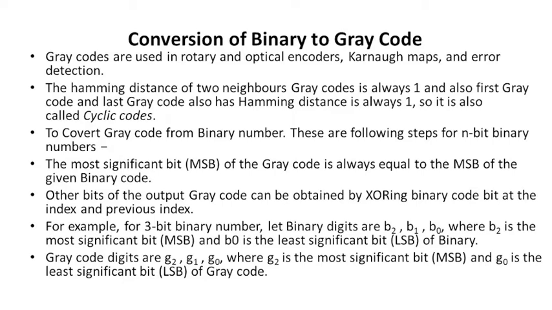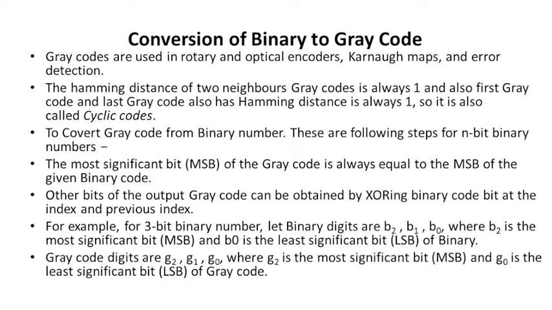To convert a binary number to gray code, these are the steps for n-bit binary numbers. The most significant bit, MSB, of the gray code is always equal to the MSB of the binary code. Other bits of the output gray code can be obtained by XORing the binary code bit at the index and the previous index.